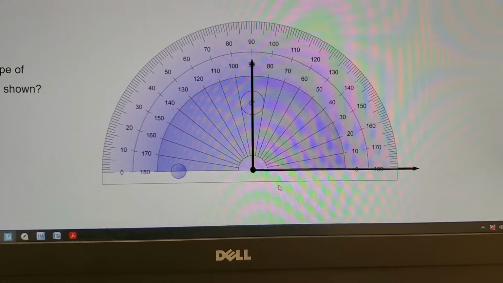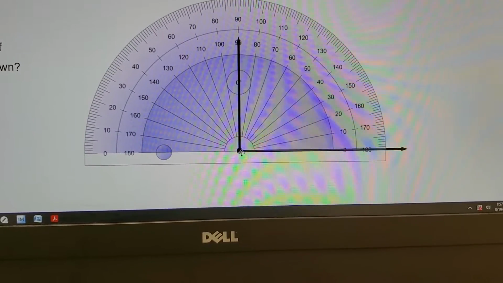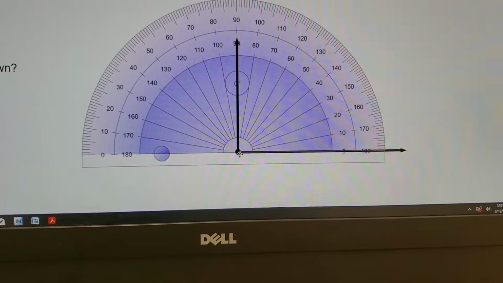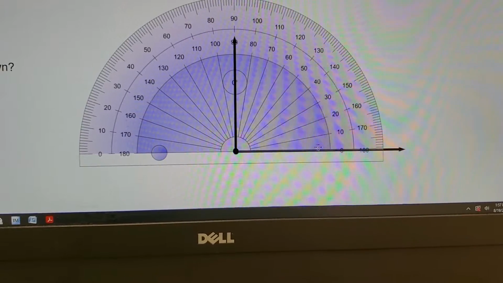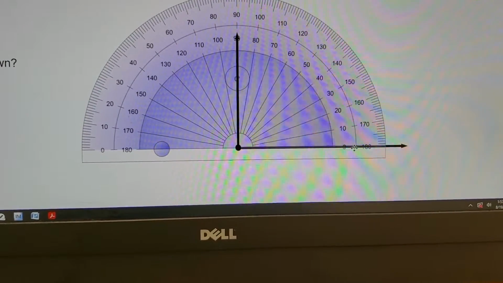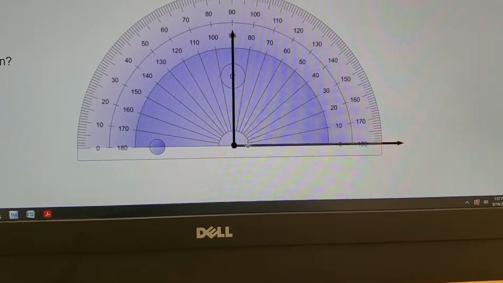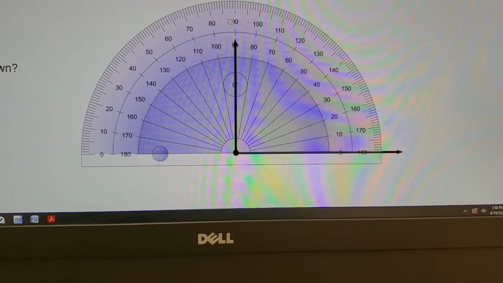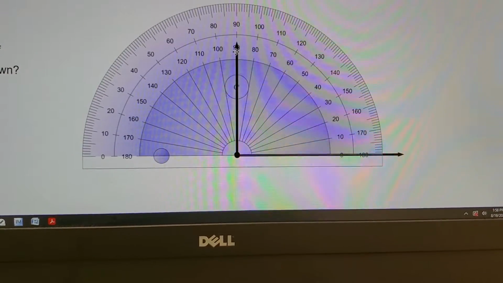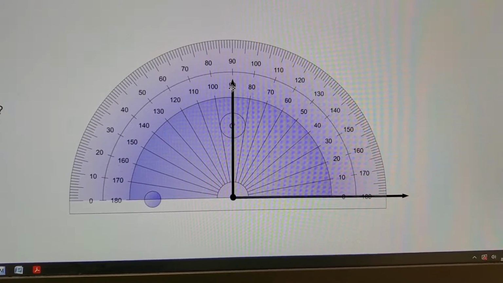Okay, as you can see, I have where the two rays meet to make the angle right there on that spot that I showed you in the previous angle we were working on. Now look here. You notice that there is a 0 here and a 180. As you look up here, both of these numbers say 90 because this angle, this right angle, equals 90 degrees.